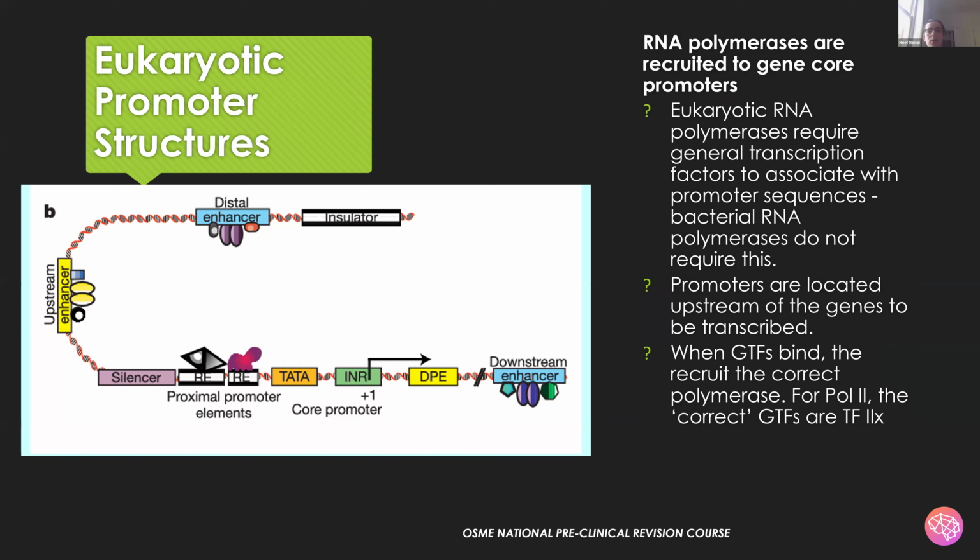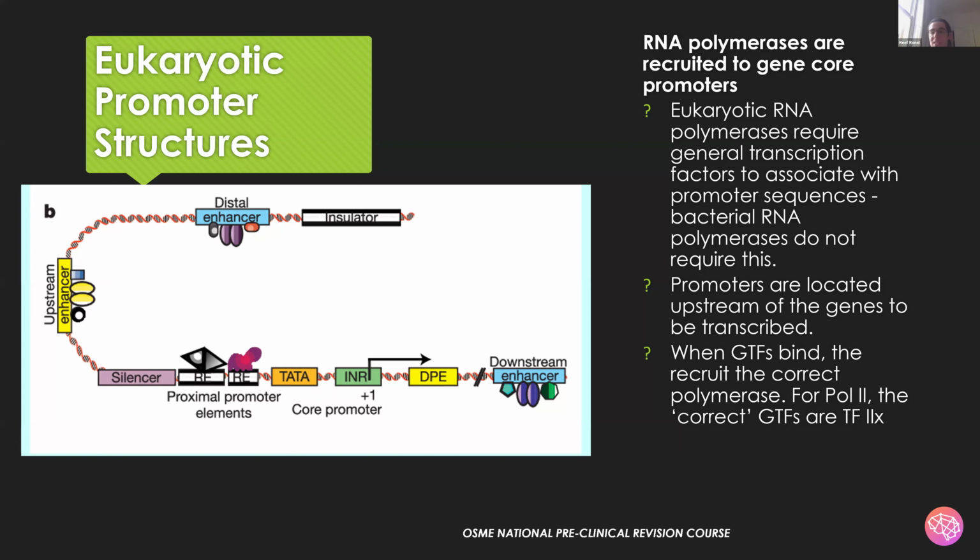Comparing to prokaryotes, eukaryotic RNA polymerases require several additional proteins to associate with promoter sequences. And this is where our transcription begins. These are our general transcription factors. GTFs recognize specific sequences located upstream of the genes to be transcribed, bind to the promoter sequence, and recruit the correct RNA polymerase. Each promoter region is recognized by a specific set of GTFs that enable interaction with the correct RNA polymerase.